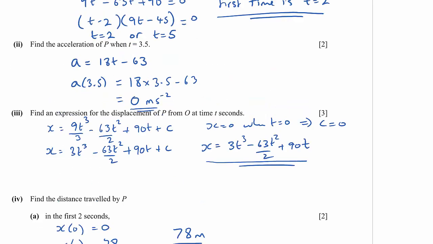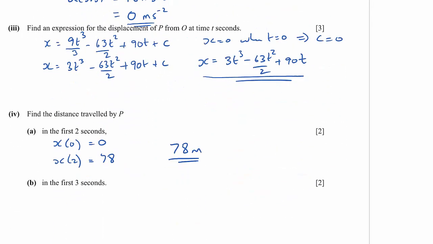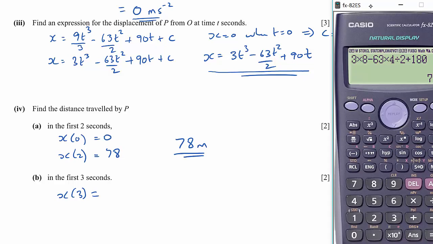Now in the first 3 seconds. So we know that it doesn't stop again until t equals 5, but it's going to turn at t equals 2. So having x of 3 would be useful here. Where is it after 3 seconds?